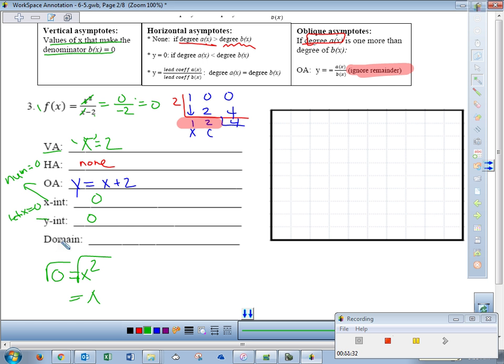Again, I know this is a lot of information. That's why we've got 5 more of these to do. We'll get better. Let's graph it. Then we'll do the domain after that. Okay? So let's punch this into our graphing calculator.